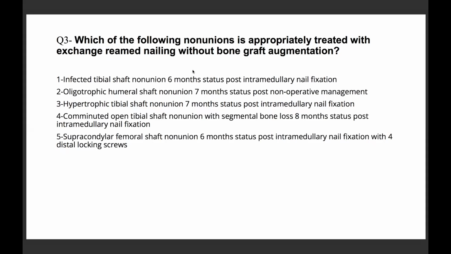So this question, in my humble opinion, should not exist. I honestly believe that if you do exchange reamed nailing, you should not consider bone grafting unless there is an infection. It should not exist as an option. So the question is, which of these fractures should be treated without bone grafting? I believe all of them, except if there was an infection. Otherwise, it's always the case. However, let's see if we can answer this.